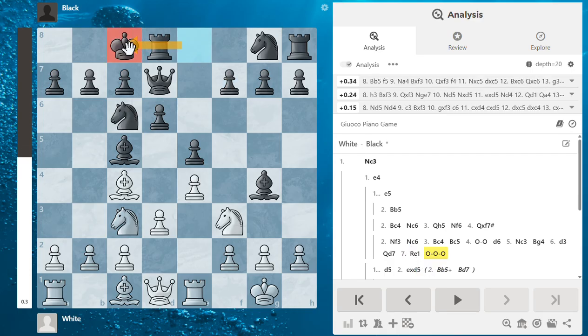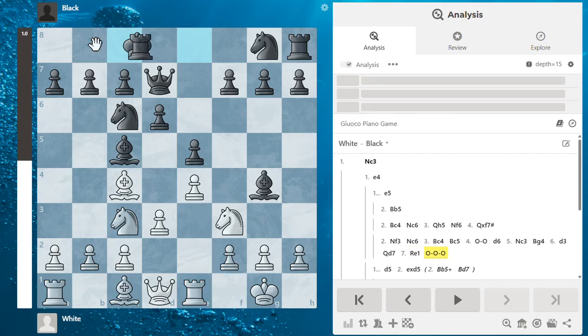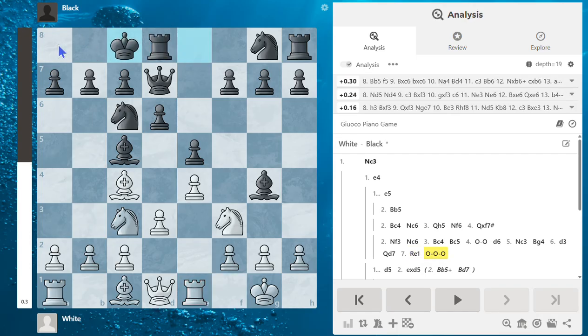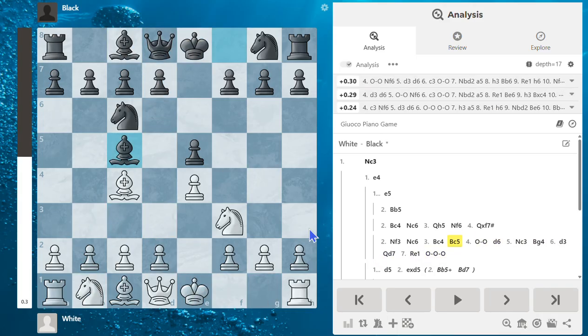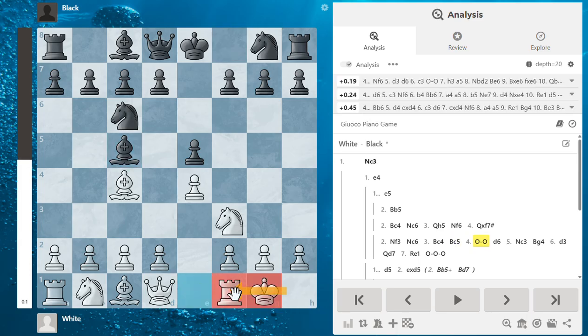So if you castle queenside, then a good way to remember it is that the rook goes from here to here, which is 3 squares. So you put 3 O's or 3 zeros. And if you castle kingside, then the rook goes from h1 to f1, so it's only 2 squares. So that's why you only put 2 O's or 2 zeros.